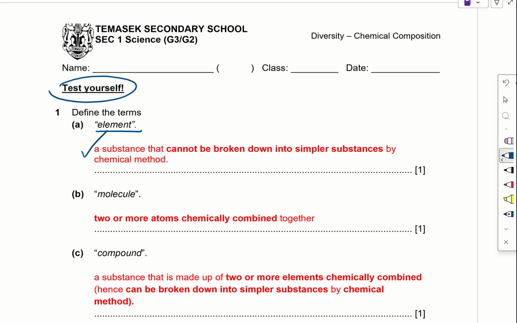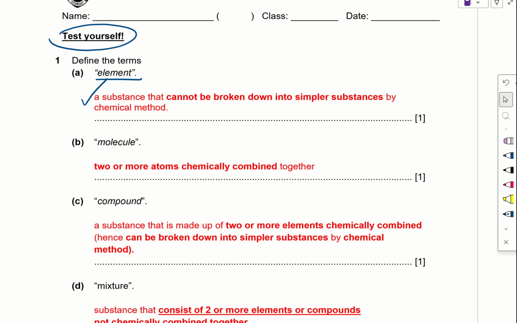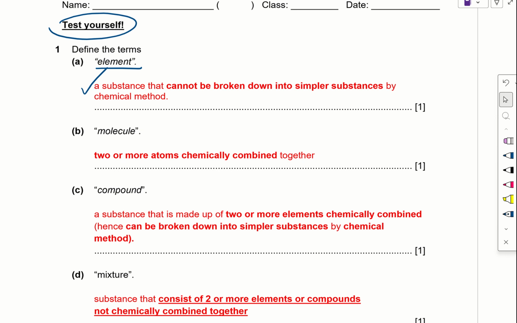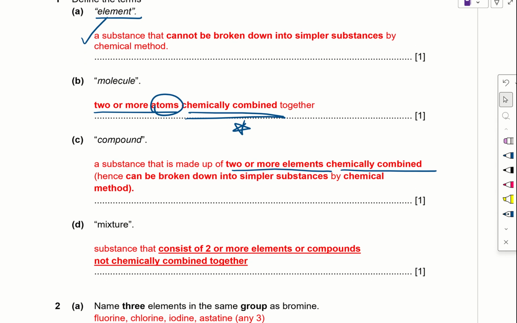So this is what you can find in your notes. An element is a substance that cannot be broken down into simpler substances by chemical method. Next is a molecule, which is two or more atoms chemically combined together. So this is important. We are combining atoms, two or more atoms. Next is a compound, a substance that is made out of two or more elements. So it must be different elements that are chemically combined. Instead of two or more atoms, it must be two or more elements. These elements must be different. Then we can think of it as a compound.